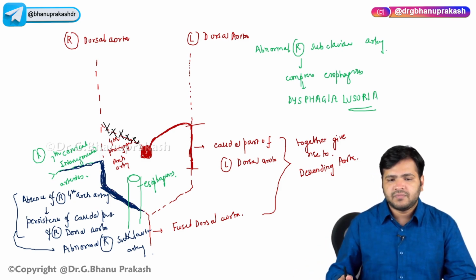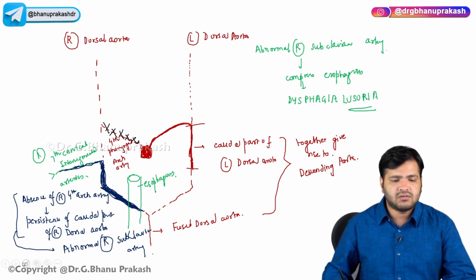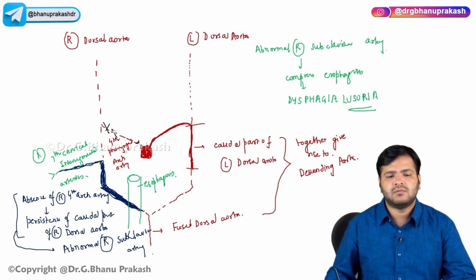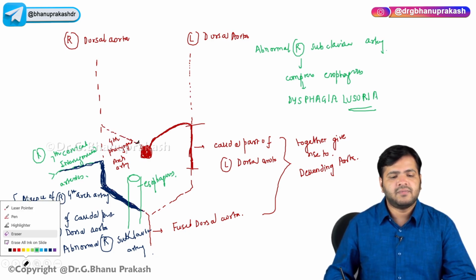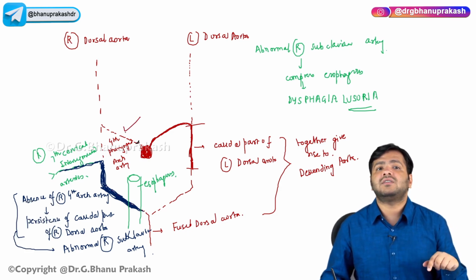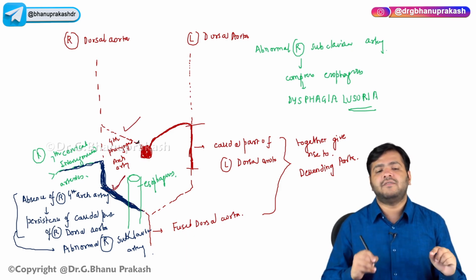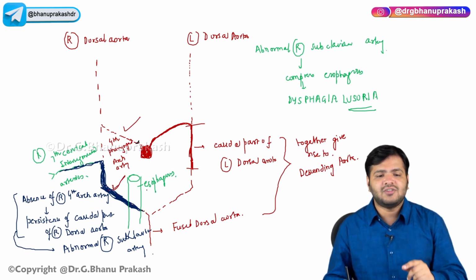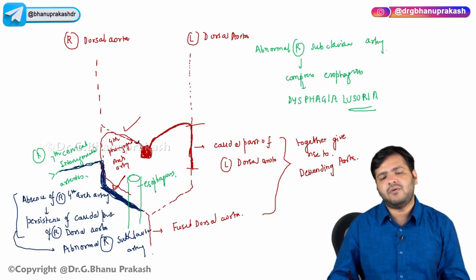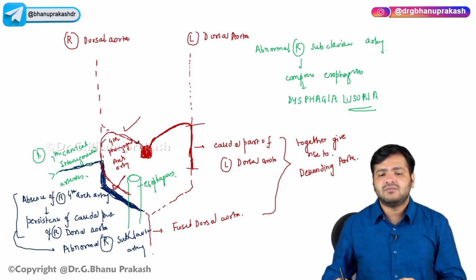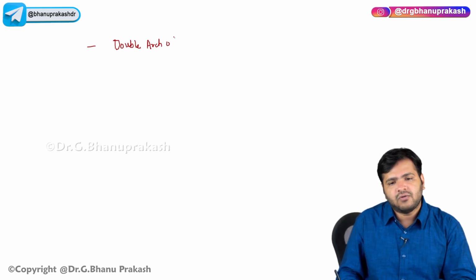There could be another condition. Now assume that there is persistence of this fourth pharyngeal arch artery also, and persistence of this caudal part of the right dorsal aorta. Then another arch of aorta will be formed like this, a perfect heart shape. So this is called the double arch of aorta. It is also called the vascular ring.